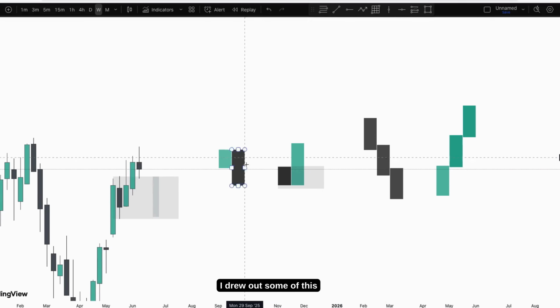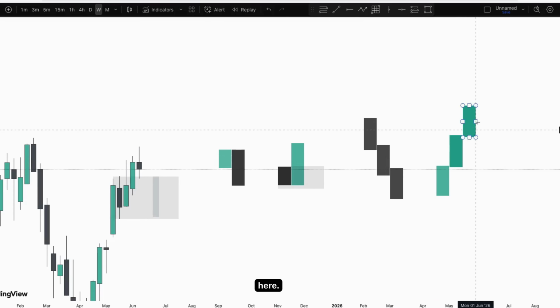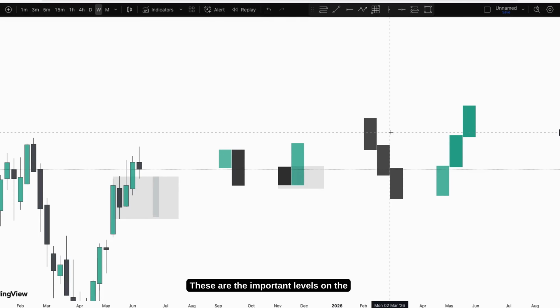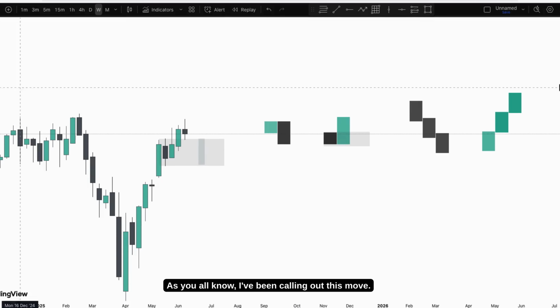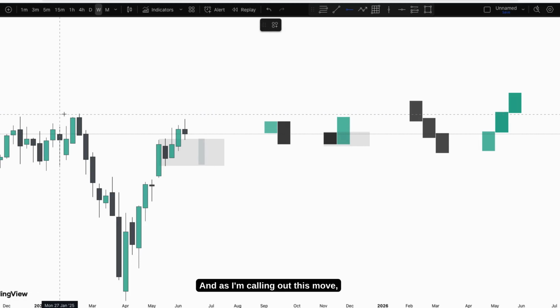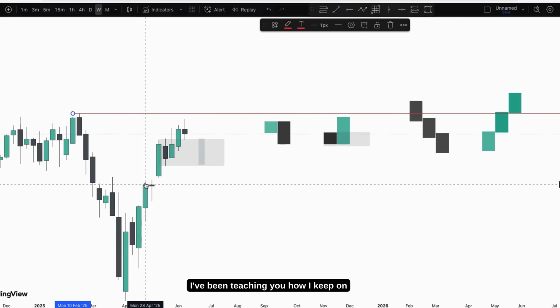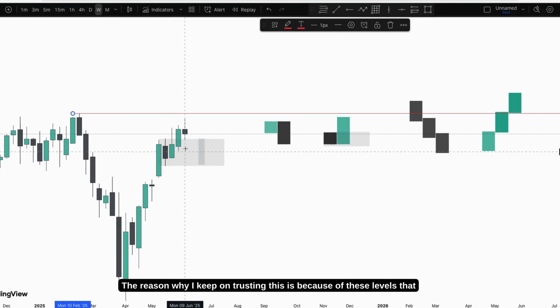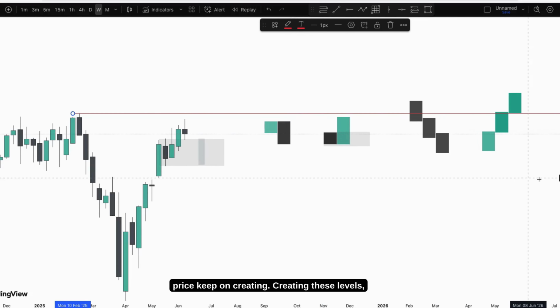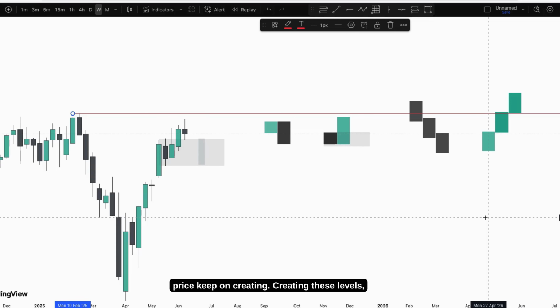So I drew out some of this here. These are the important levels on the weekly time frame. It's very, very simple to see, all right? So you get into the charts on the weekend, you want to do analysis, you want to find these levels on your weekly time frame, all right? As you all know, I've been calling out this move. And as I'm calling out this move, I've been teaching you how I keep on trusting this. The reason why I keep on trusting this is because of these levels that price keeps on creating, letting you know that, oh, we're still going higher, all right?